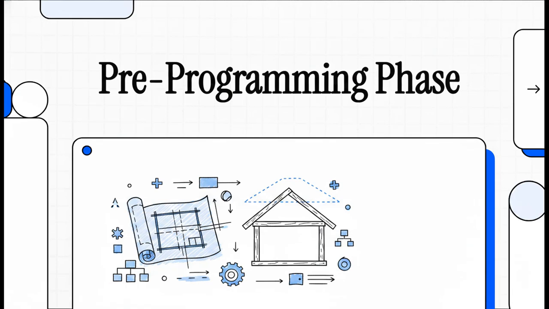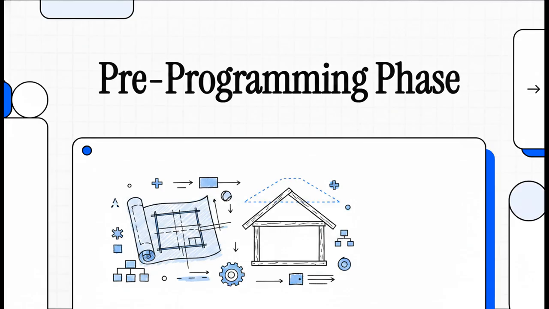Before we even think about touching a keyboard to write computer code, we have to construct a solid foundation. Think of it like building a house. You wouldn't just start nailing boards together, right? You need a blueprint. And in computer science, before we write a single line of actual code, we must construct a rock-solid logic blueprint through what we call the pre-programming phase.